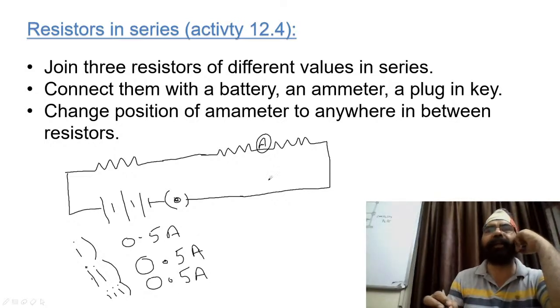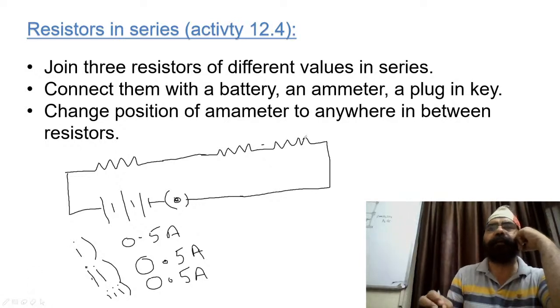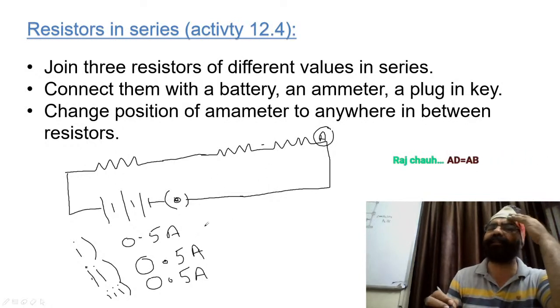Got it? I repeat it the same way. This time I have placed my ammeter over here. The position is different; previously it was between the battery and the plug-in key. This time I placed it here, and I get the same reading.